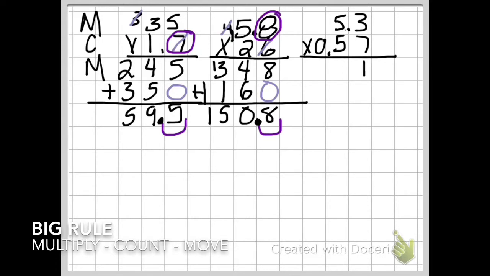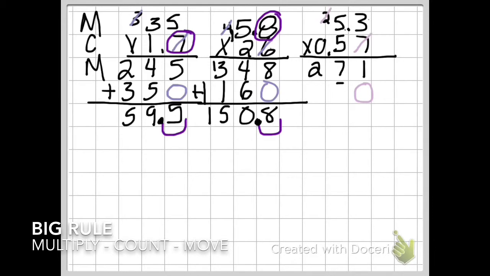7 times 3 is 21. Carry my 2. 7 times 5 is 25, plus 2 more is 27. I'm done multiplying by my 7. I'm going to add my second row 0 to hold place. Now I multiply by the 5 in the bottom row.